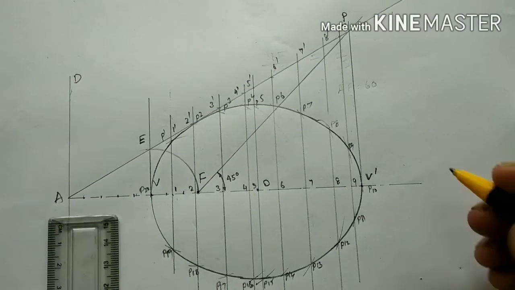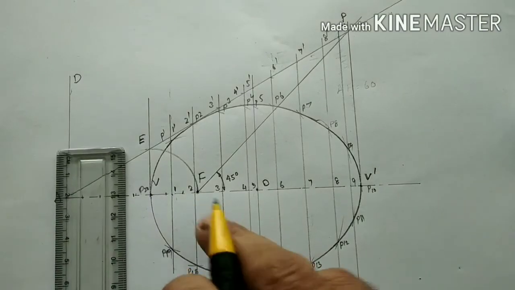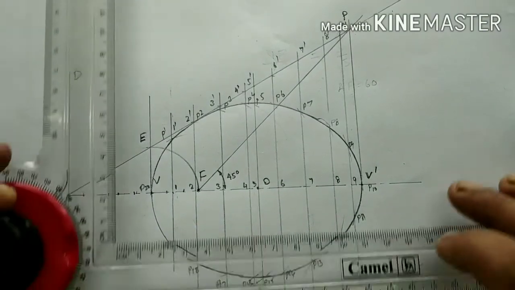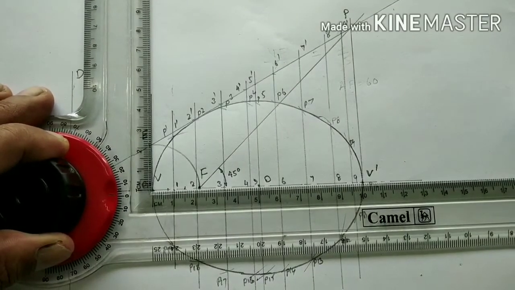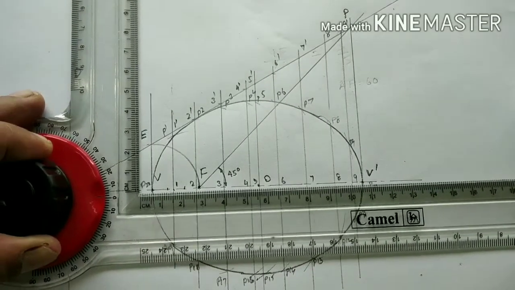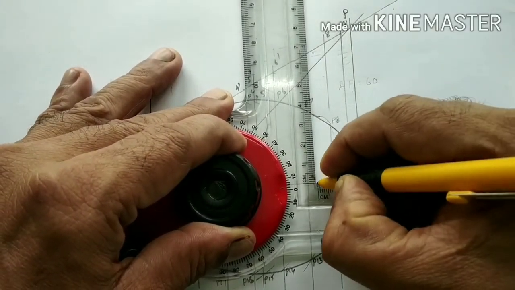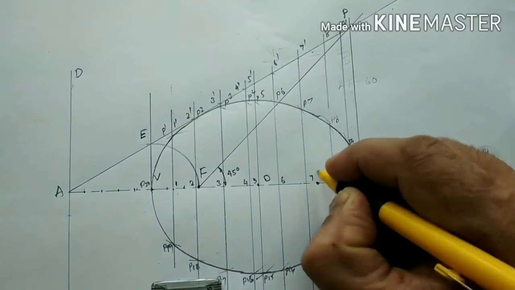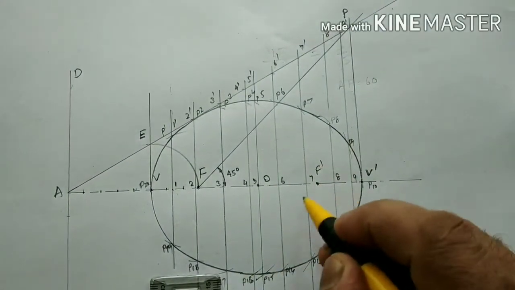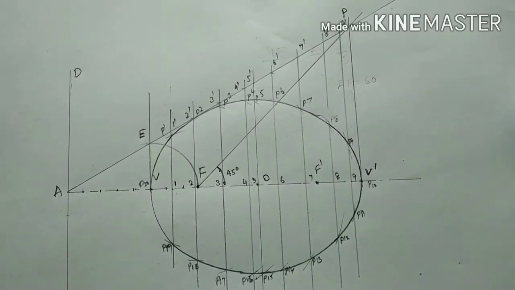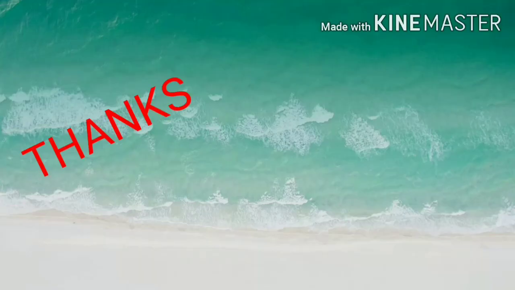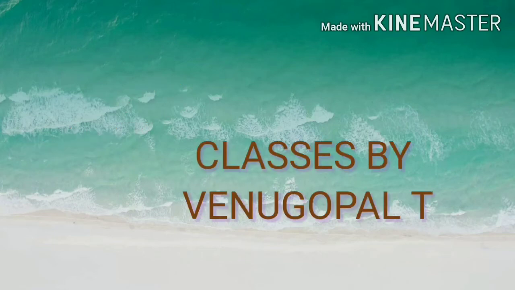Now we have to draw the second focus, F dash. Then measure VF and mark the point F dash from the vertex V dash. This is the eccentricity method of drawing ellipse.